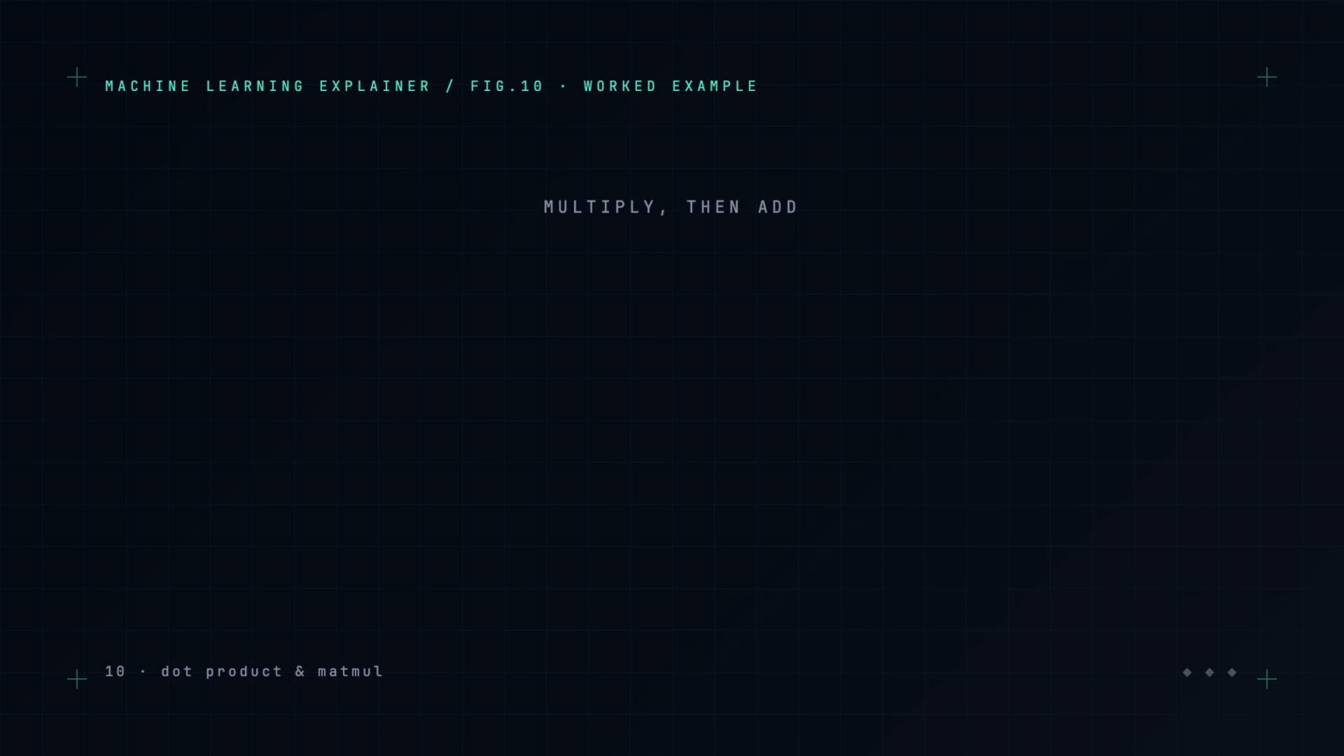Let's do one. Take 1, 2, 3 and 4, 5, 6. 1 times 4 is 4. 2 times 5 is 10. 3 times 6 is 18. Add them. 4 plus 10 plus 18, 32. One number summarizing how those two vectors relate.